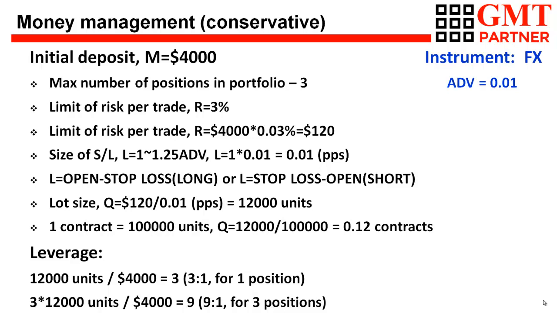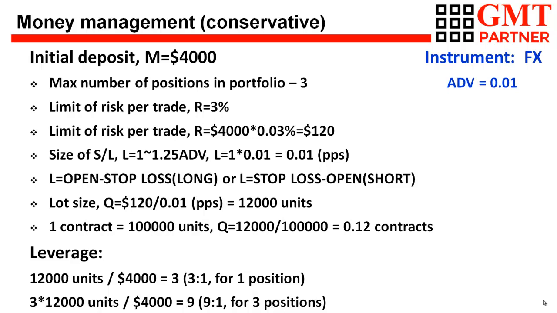In accordance with the rules of the multi-time frame trading strategy, the size of the stop loss set by the trader to limit his losses will vary from 1 to 1.25 ADV, depending on the market situation. So, knowing the size of the stop loss in points and the amount of risk in dollars, the trader will be able to determine the size of the transaction in lots or units.